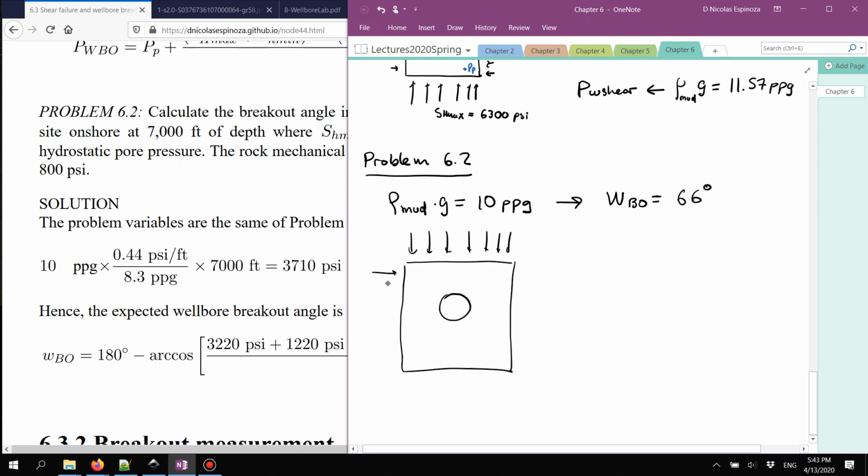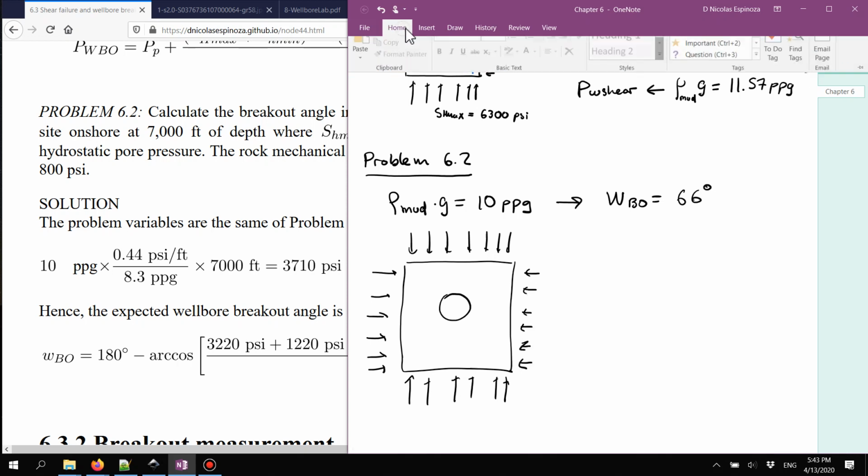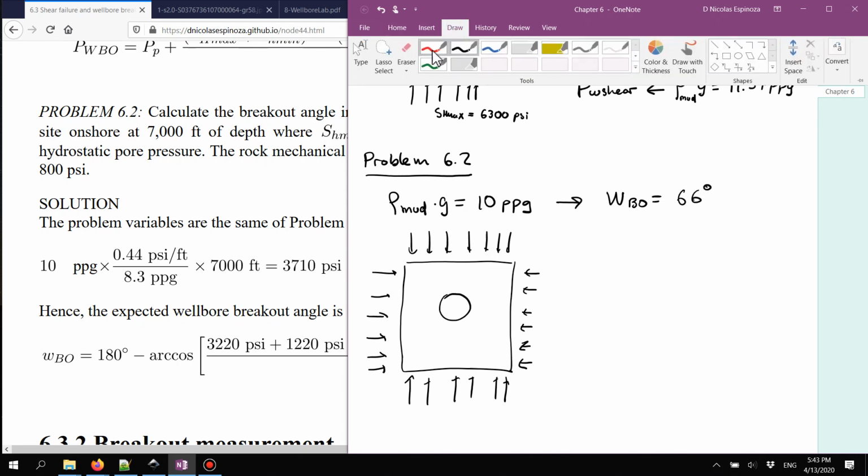In this case, that would mean that my breakouts are going to show up in the two locations that I'm going to draw right now.